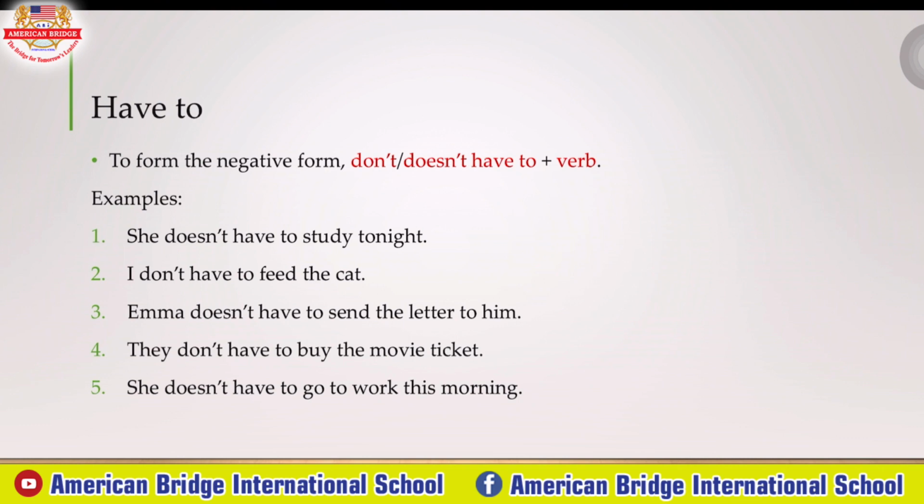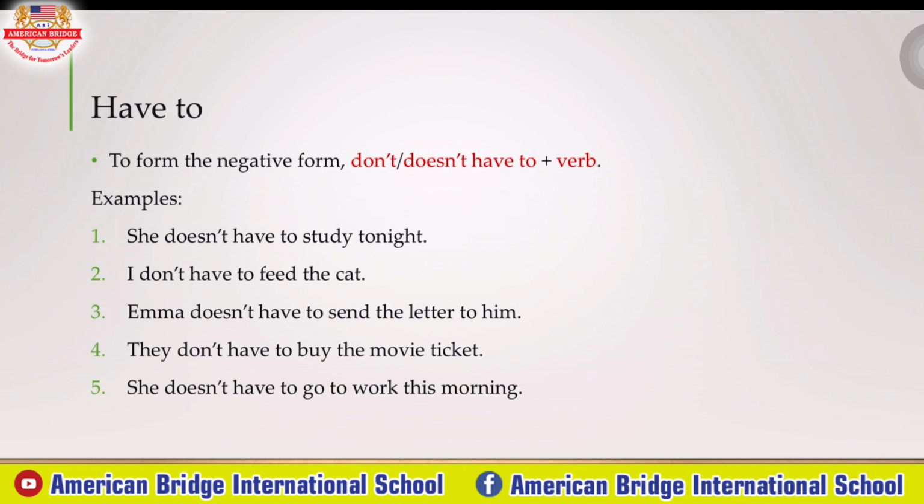Okay, so to form the negative form of the verb have to, we need the words don't and doesn't. As you can see, the phrase have to always follows with the auxiliary verb. So that's why we need to use the word do or does in our sentence. And in the negative form, we just add not: doesn't have to or don't have to plus verb.